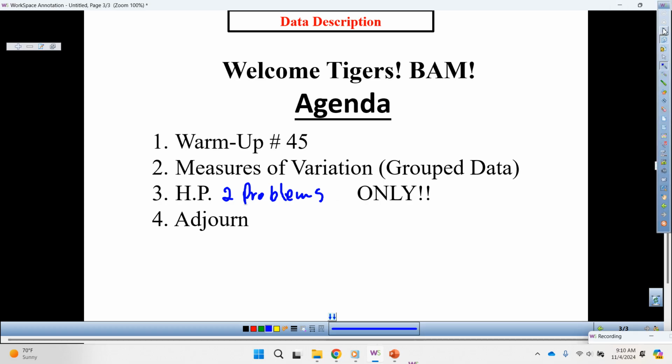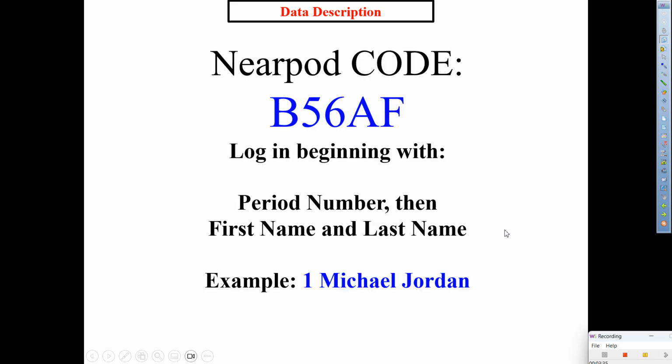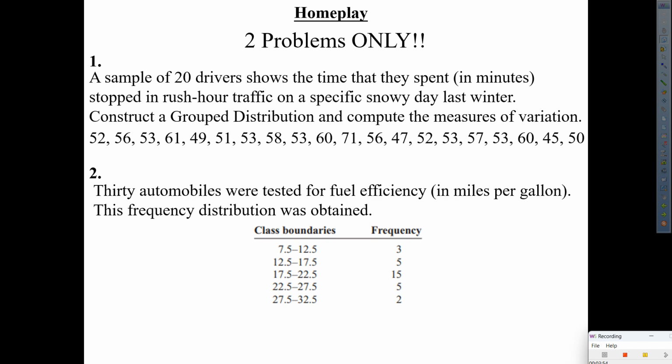All right, we good? Let me send that to your screen so that I can move on to the next one. There it is. Once again, it should be 2 problems for your home plate tonight. Copy the code to have access to the home plate, B56AF. Today we're going to keep moving because we have a lot to cover. So make sure you stay focused, get your notes ready. It's only 2 problems, little itty bitty problems. Oh yeah, we got this.